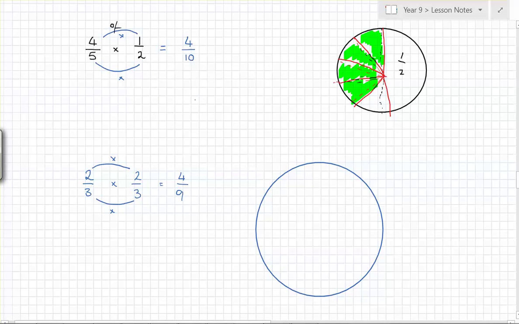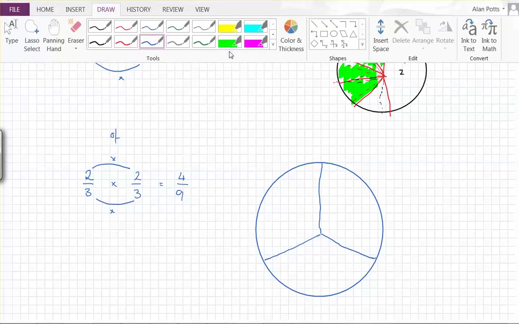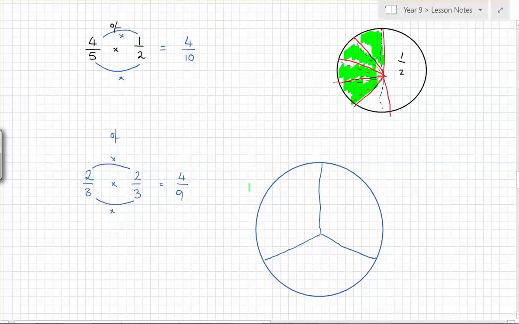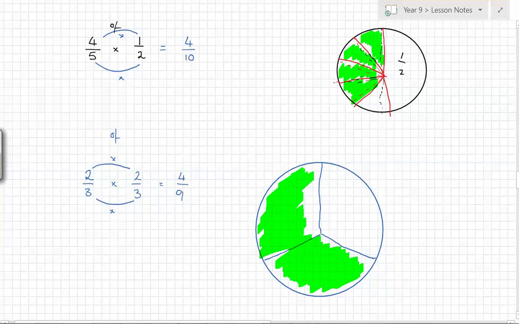Well, let's have a look. 2/3, the multiply means of. So 2/3 of 2/3. So what I'm going to do, again, I'm going to chop my cake into thirds. How much of that am I allowed? 2, right? So I'm allowed 2/3 of 2/3. So to start with, I'm going to make sure that I only take the 2/3 that I'm allowed anyway. So there is the 2/3.